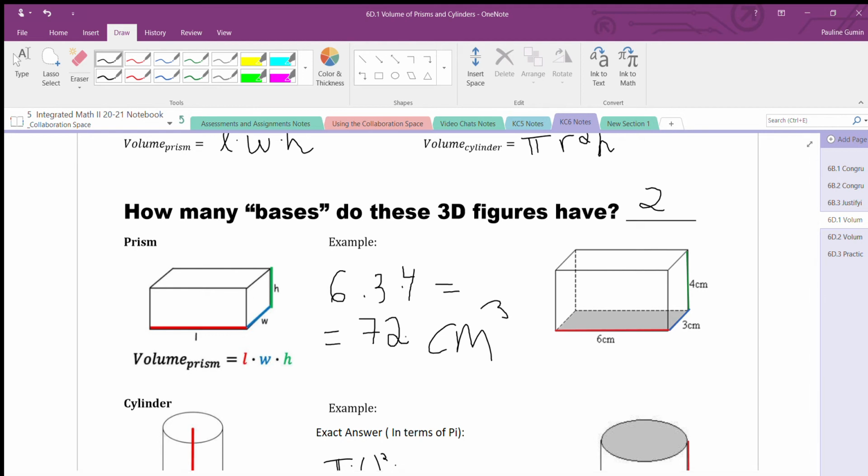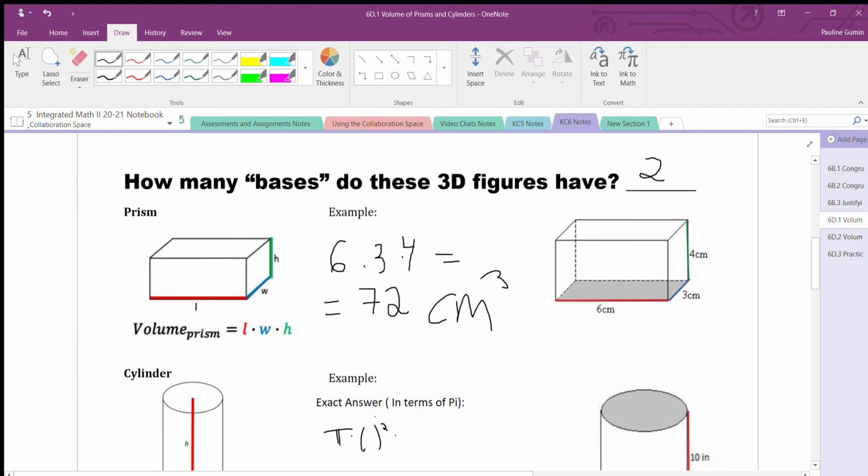Anyways, we keep our units as centimeters cubed because if you can see, we multiplied centimeters 3 times. Another way I like to remember it is three-dimensional figures have a 3 as an exponent to its units. And if we have two-dimensional figures, that's when we have a square, a 2 as an exponent for its units. All right, on to cylinders.